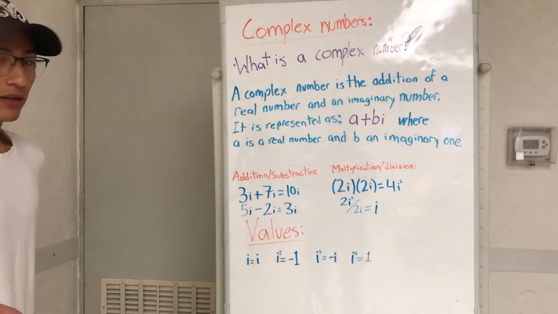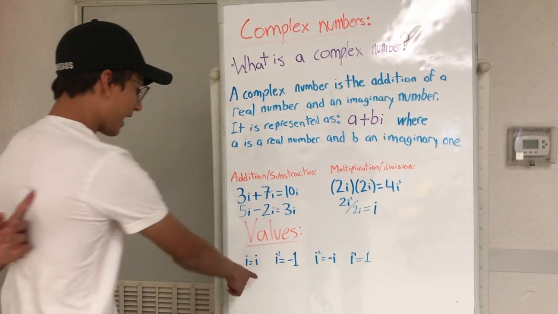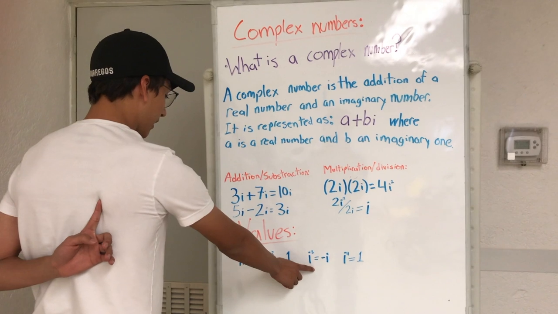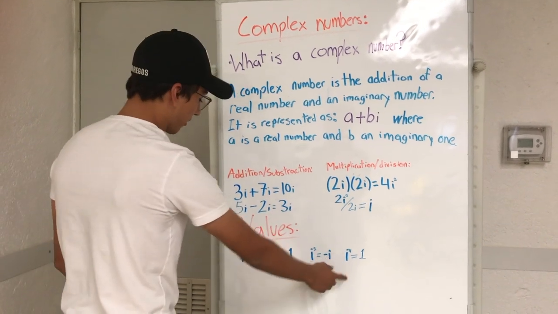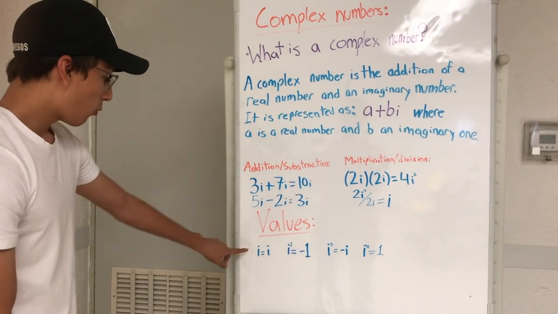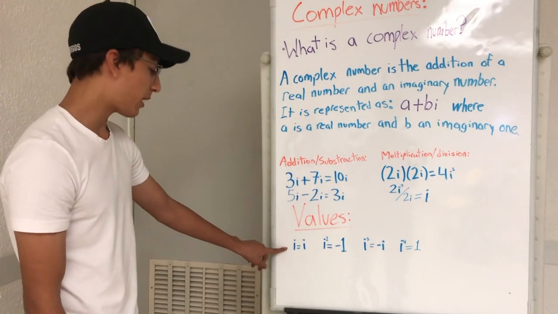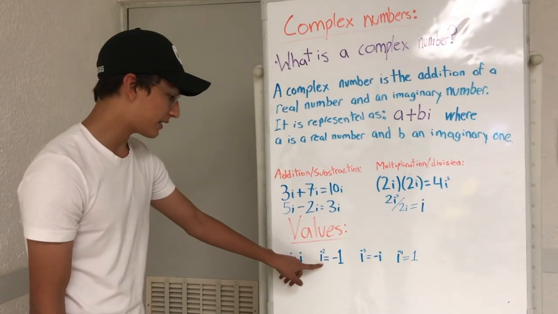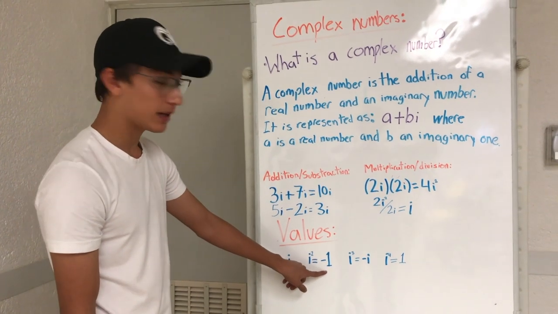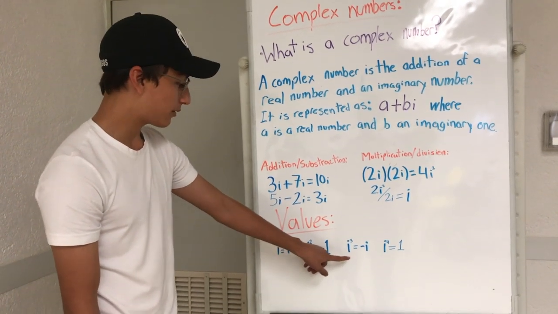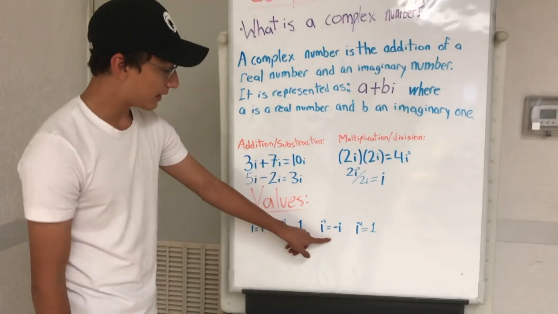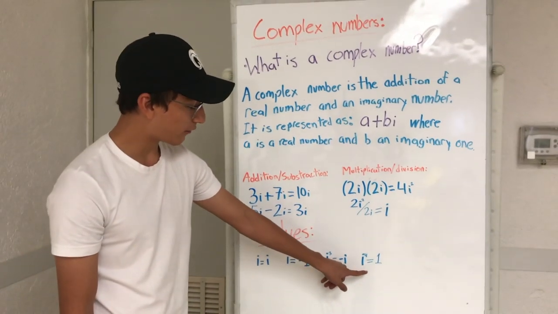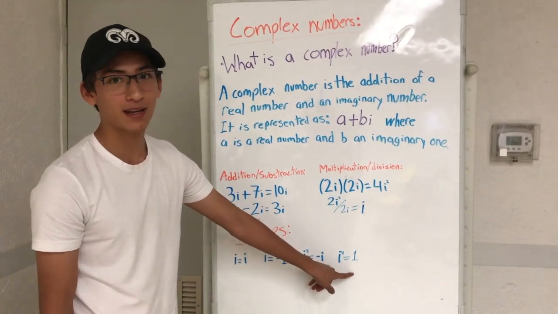But there are various values i can have. There are i squared, i cubed, and i to the 4th power. So when i is to the 1st power, it will be equal to i. When it is to the 2nd power, it will be equal to -1. When it's to the 3rd power, it will be equal to -i. And when it's to the 4th power, it will be equal to 1.